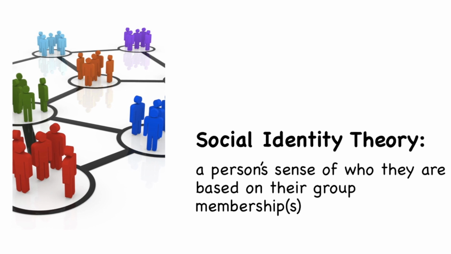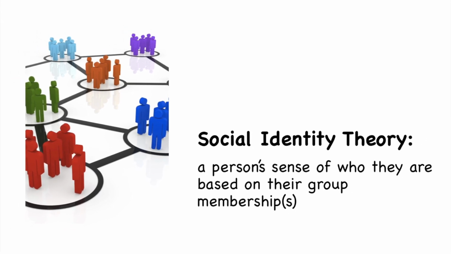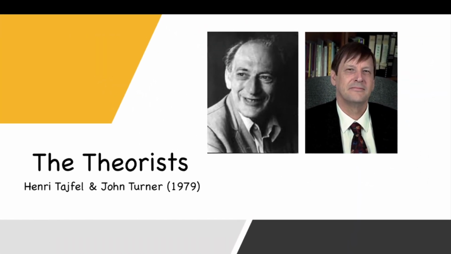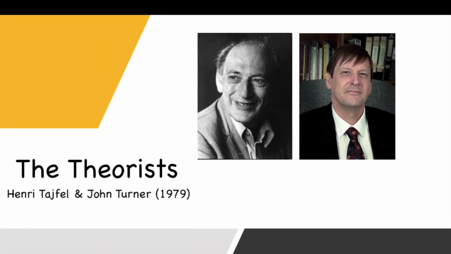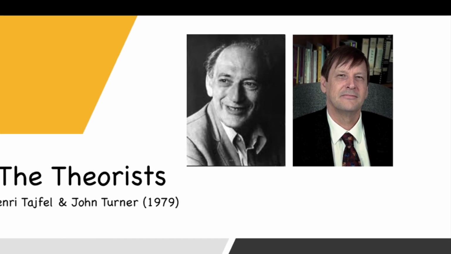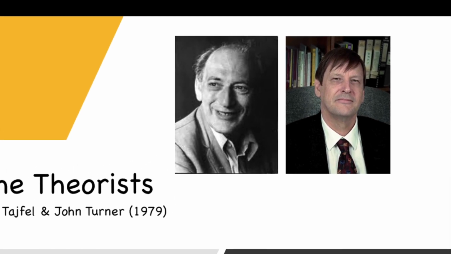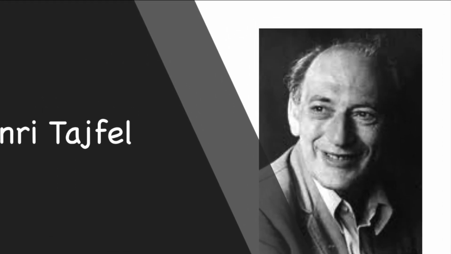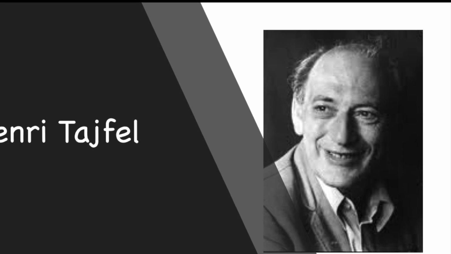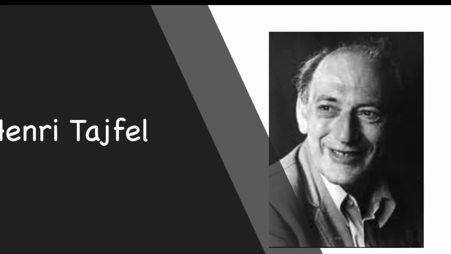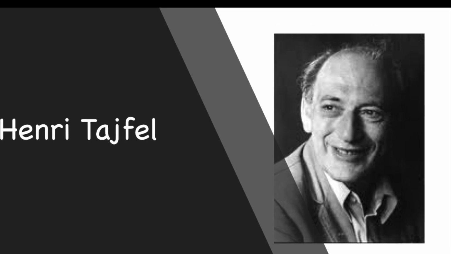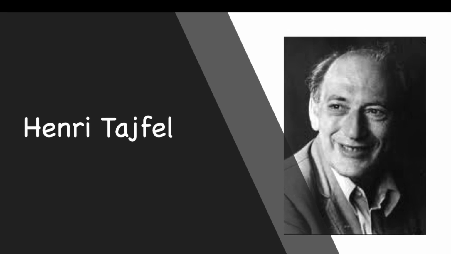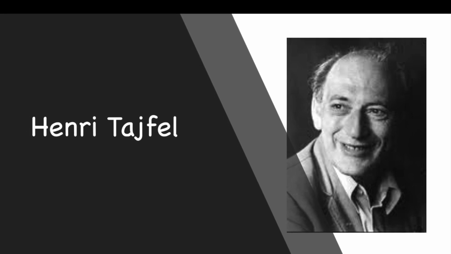Social identity theory, by definition, is a person's sense of who they are based on their group memberships. Henry Tajfel and John Turner are the two scholars behind the idea of social identity theory, which was introduced in 1979. Henry Tajfel was a Polish social psychologist that was best known for his work in cognitive aspects of prejudice and social identity theory. He was very interested in investigating the basis of prejudice that could lead to such an extreme outcome.